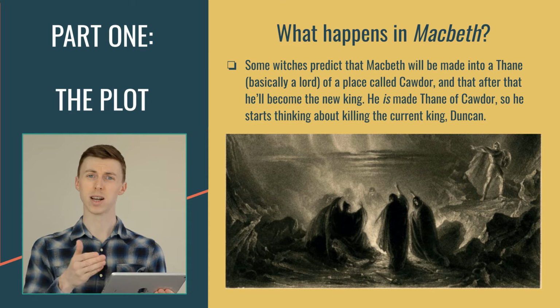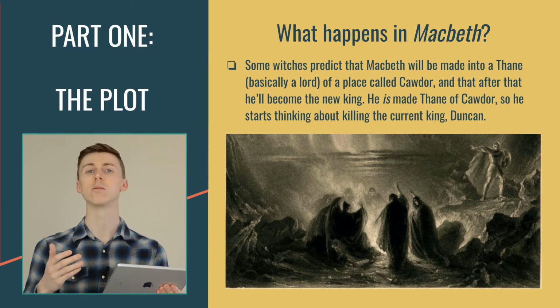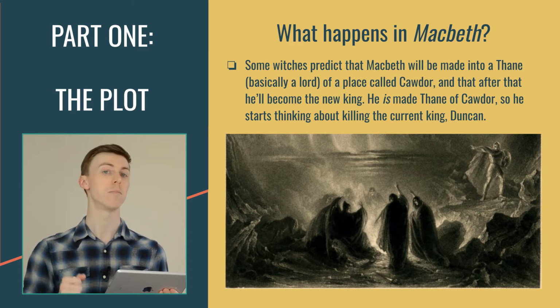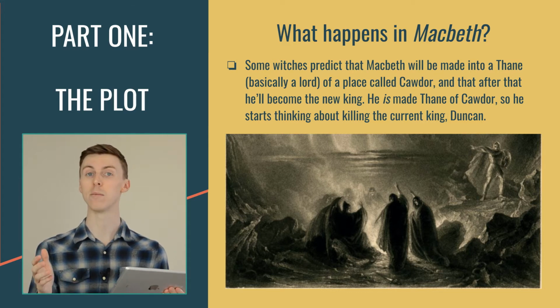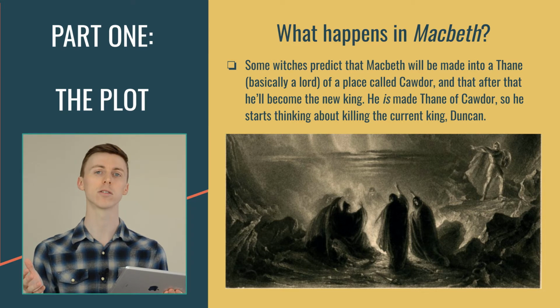So after making Macbeth the thane of Cawdor, Duncan decides he wants to have a big celebration. They've just won a big important battle and Macbeth was a key part of winning that battle. So they all decide to go back to Macbeth's castle and have a big old celebration.